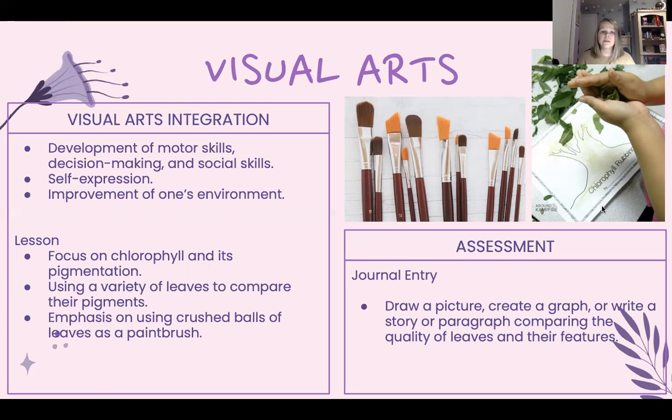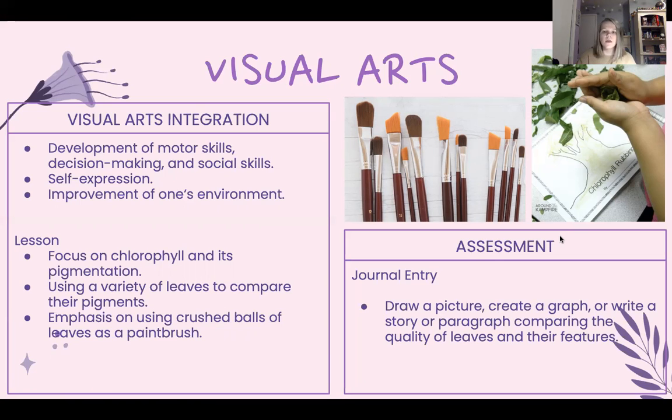So for this lesson, it is a focus on chlorophyll and its pigmentation. Students will grab a small healthy green leaf pile along with some baby spinach and compare what leaves worked well, what leaves didn't, and what ones produced the most chlorophyll pigment that they got on their paper. So there's an emphasis on using the crushed balls as paintbrushes. Like I have in the picture above, they will do a leaf rubbing where they will take the leaves, roll them into a ball or pinch them with their fingers, and then press them onto the paper to extract that chlorophyll.